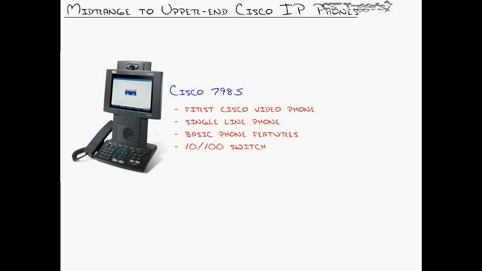So you can see this 7985 has a little extension right here. It's a single line phone because it's primarily geared towards video, but this extension allows you to stretch the video camera higher to where you'll get the look of somebody, without the wrong angle. So basic phone features. This is not a fancy phone. This is primarily geared for the wow factor, to give you video on your calls.